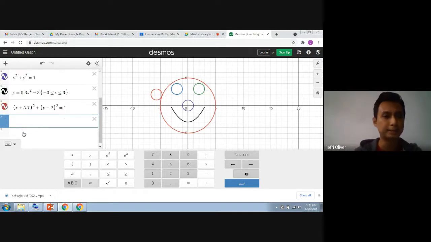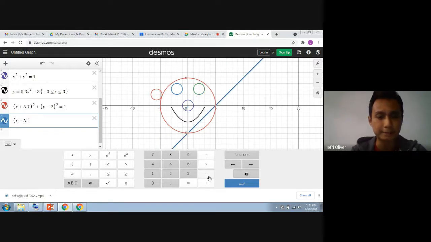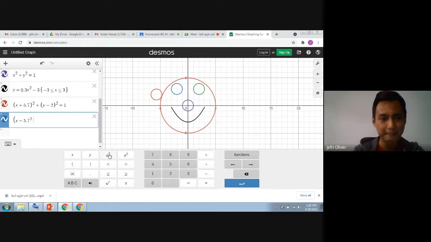So I would like to make the equation of the circle for the right ear: (x minus 5.7) squared plus (y minus 2) squared is equal to 1. Oh, sorry, this is supposed to be 5.7. Okay, yeah, here it is. And now I would like to make the body of this cartoon.